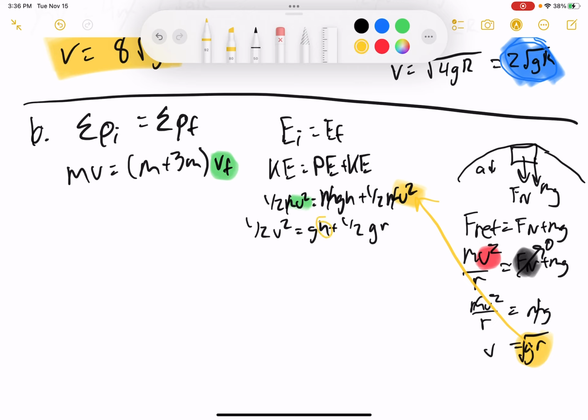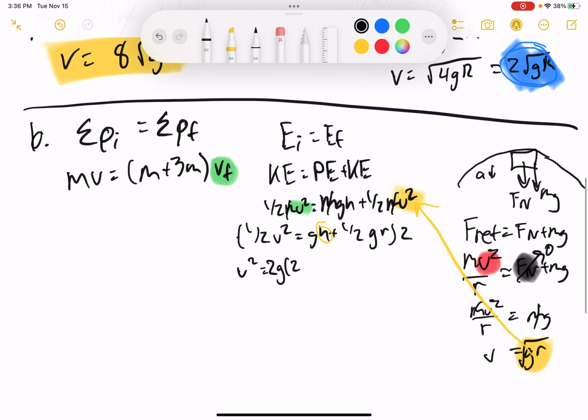Remember, it's still going to be that 2r. So I'm going to multiply everything by 2. So I have v squared equals g, and then in 2g, and then instead of h, I'm going to write 2r plus 1/2. Sorry, the 1/2 goes away because I multiplied everything by 2. Just gr.